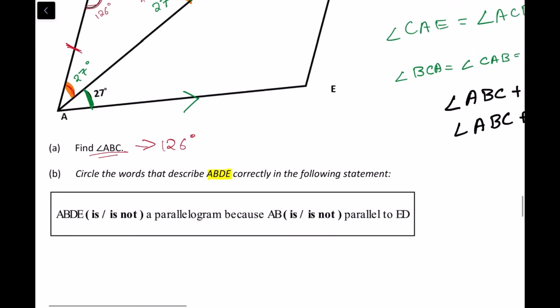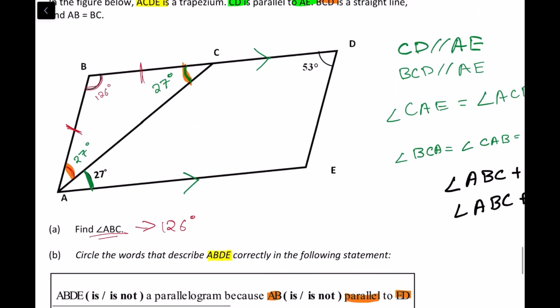So ABDE is or is not a parallelogram because AB is or is not parallel to ED. So we have to focus on lines AB and ED.